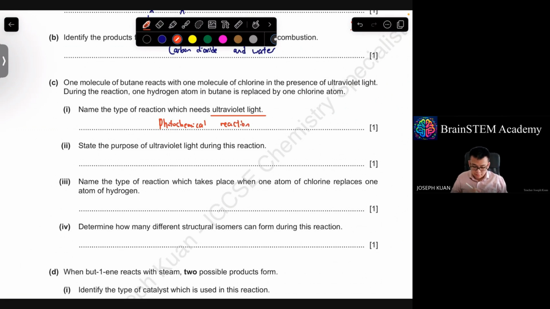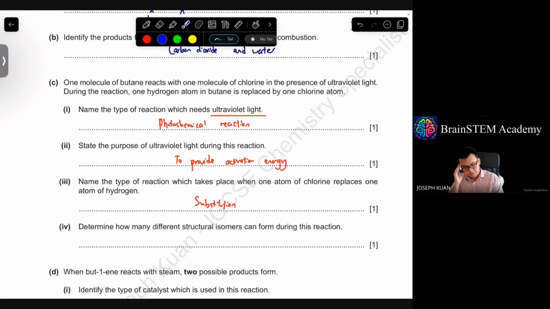State the purpose of UV light in this reaction. So to provide activation energy for the reactant particles to react. Name the type of reaction which takes place when one atom of chlorine replaces one atom of hydrogen. This one we just say substitution. Because of the wording, the previous one is looking for the word photochemical, whereas this one is definitely substitution.